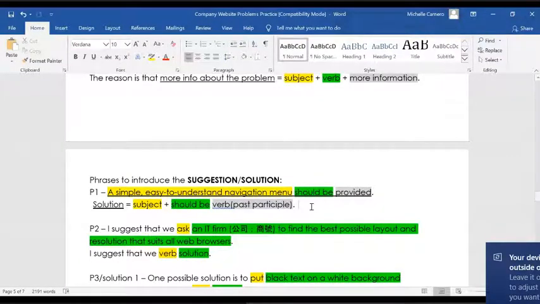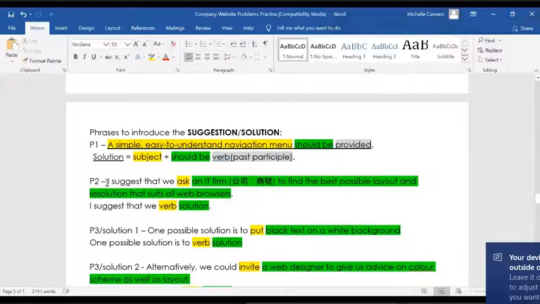If you don't like that, if you want something with more sentence patterns, then you've got this one, "I suggest that we," or you've got this one, "One possible solution is to," blah, blah, blah. So let's talk about those next.